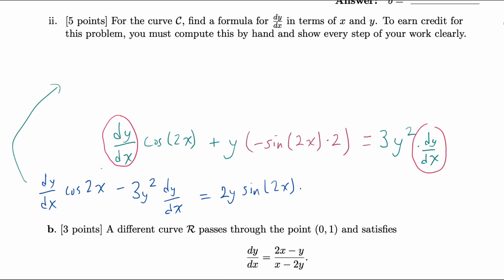Continuing on from this, since now we have dy/dx all on one side, what we can do is factor out dy/dx. When I factor out dy/dx, I have cosine of 2x here, and I have minus 3y squared.